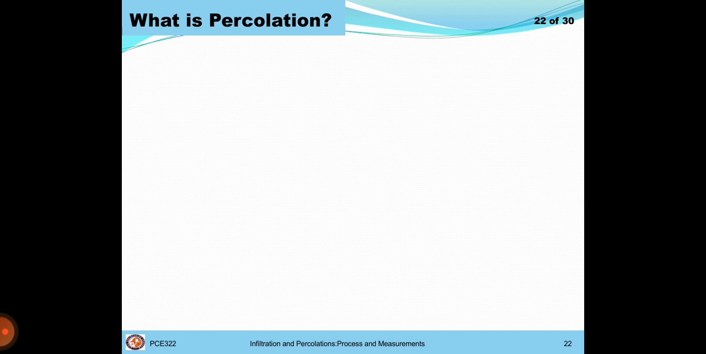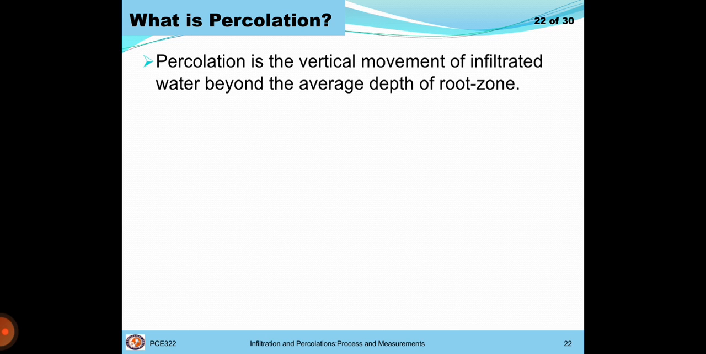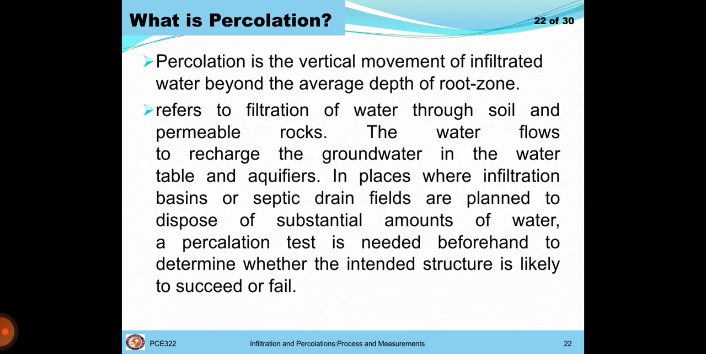So, what is percolation? Percolation is the vertical movement of infiltrated water beyond the average depth of the root zone. It refers to filtration of water through soil and permeable rocks. The water flows to recharge the groundwater in the water table and aquifers. In places where infiltration basins or septic drain fields are planned to dispose of a substantial amount of water, a percolation test is needed beforehand to determine whether the intended structure is likely to succeed or fail.